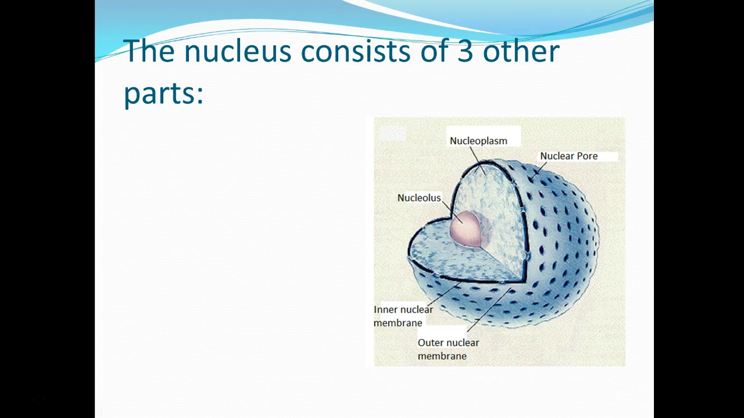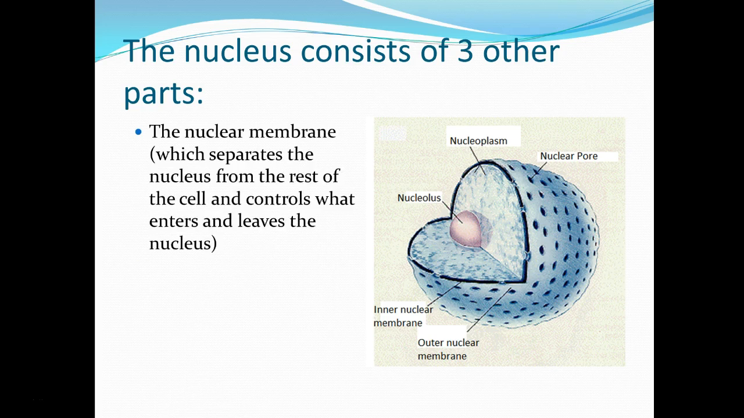So the nucleus, there's 3 other parts that you should be aware of for the nucleus. There's the nuclear membrane, that's just the outer layer of the nucleus, and that separates it from the rest of the cell. It also has these holes or pores in it through which substances can move in and out of the nucleus.